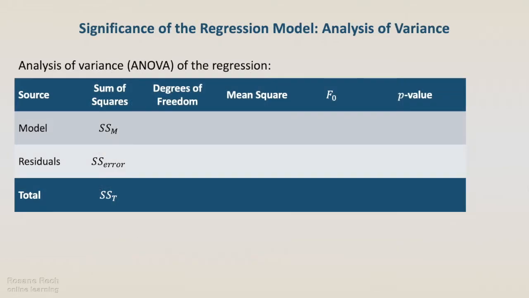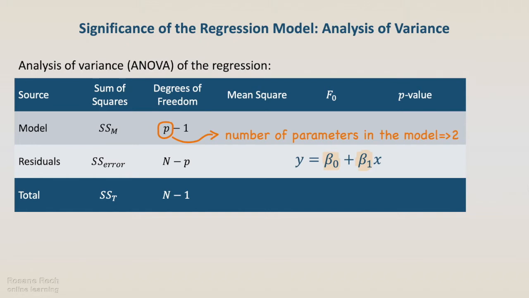The ANOVA table of the regression model splits the total variability of the data into the model and the residuals. As we have just seen for the sum of squares of the model and the total sum of squares, the sum of squares of the error can also be estimated using matrix operations. The model has p-1 degrees of freedom, where p is the number of parameters in the model, 2 in this example. The total degrees of freedom is always the number of experimental observations, capital N, minus 1, and the degrees of freedom of the error is the difference between them.